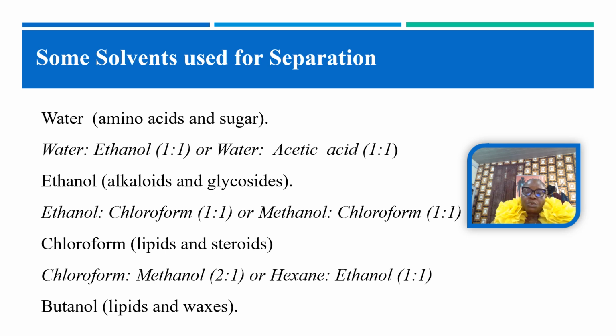Chloroform is non-polar. It's good for the separation of lipids and sterols. A chloroform mixture with methanol 2:1, or hexane and ethanol 1:1. Acetic acid is polar, used in combination with water and ethanol. They are good for the separation of amino acids and peptides. Butanol is non-polar. It is used to separate lipids and waxes.